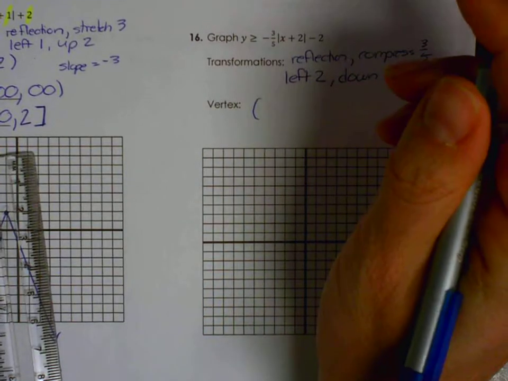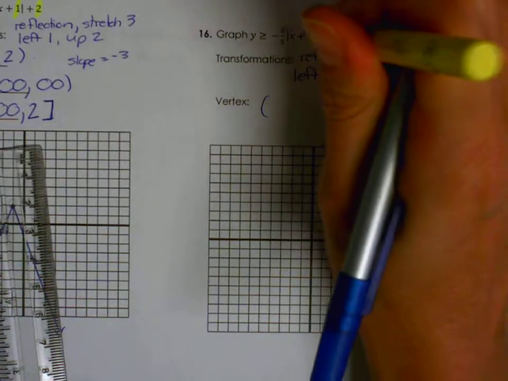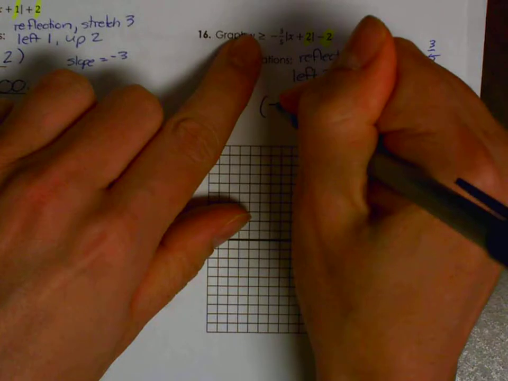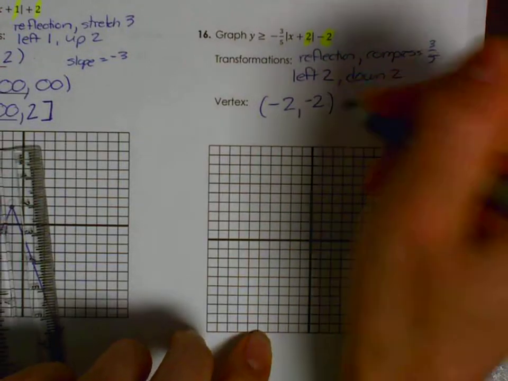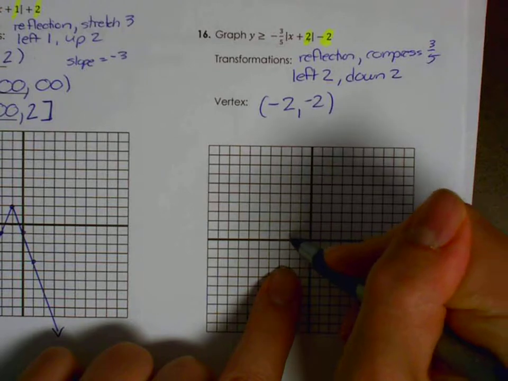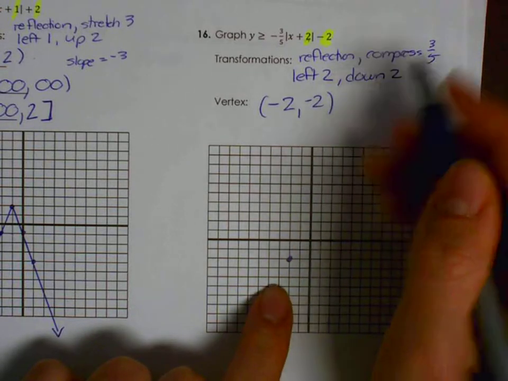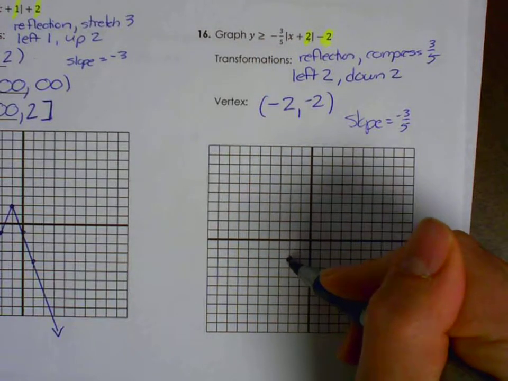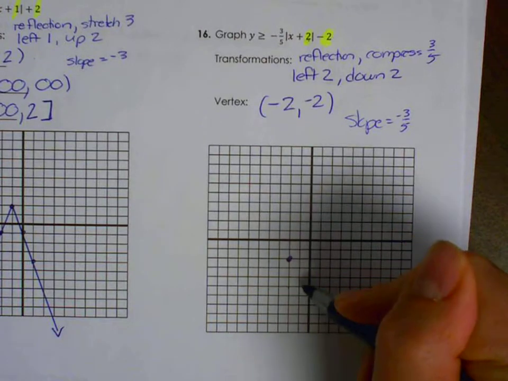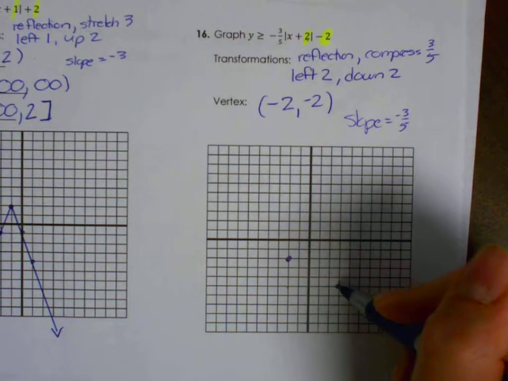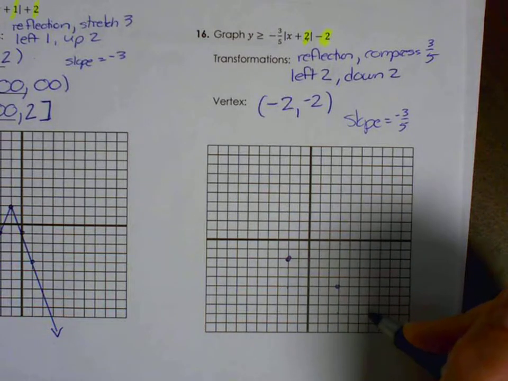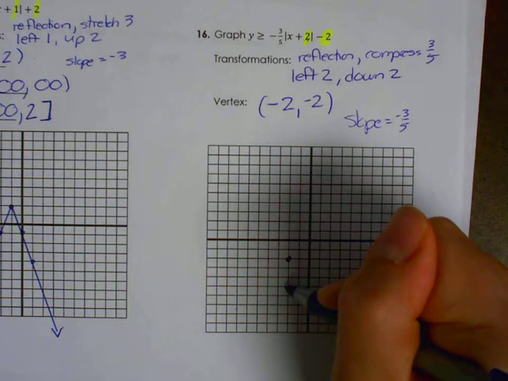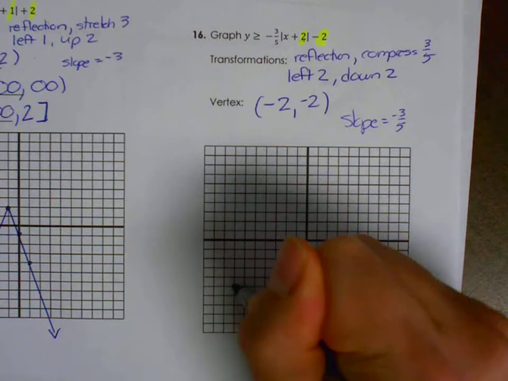My vertex, I need to again look at these two numbers for my vertex. The first one, I need to switch the sign, so it becomes -2, and that is still -2. So when I graph this, I have -2, -2 for my vertex. My slope is -3/5. So I'm going down 3, then 1, 2, 3, 4, 5. Down 3, then 1, 2, 3, 4, 5. And I need to go on the other side to get the other part of my V. So down 3, and then 1, 2, 3, 4, 5 that way.